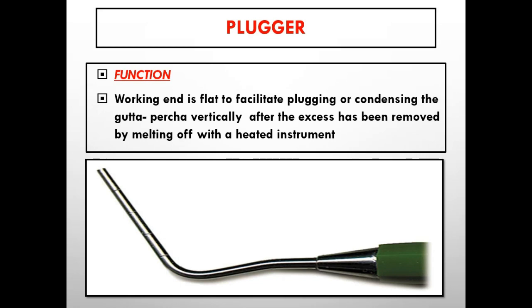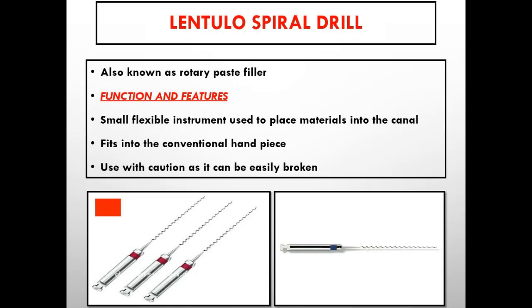Similarly, the plugger has a working end that is flat to facilitate plugging or condensing the gutta percha, after the excess has been removed by melting off with a heated instrument. With a heated instrument, the excess is removed from the coronal part and the plugger is introduced to plug or condense the gutta percha vertically. Similarly, the Lentulo spiral drill is also known as a rotary paste filler.